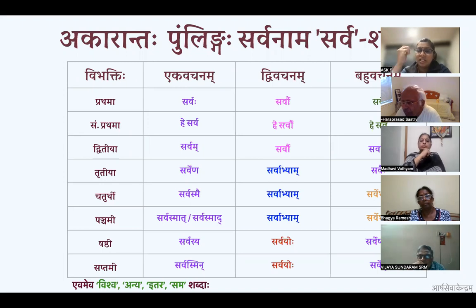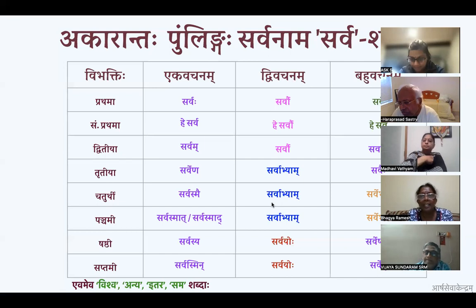Dvivachanam is used very rarely for this Sarva Shabdaha. But if you have a couple, like Mata Pita, Vishnuhu Lakshmi, Tadrisham, any couple, then you will use the Dvivachanam usage there. But it is the whole complete dual there. That is all. Does that make sense? Anybody have any questions?